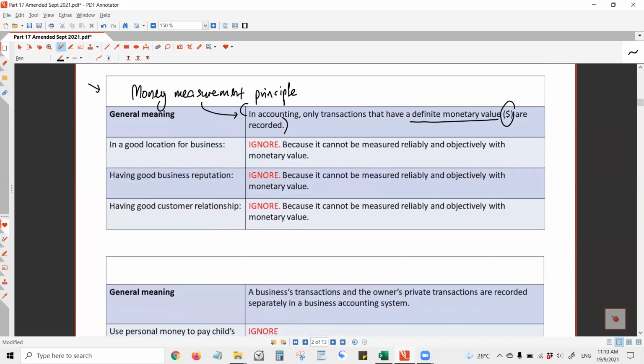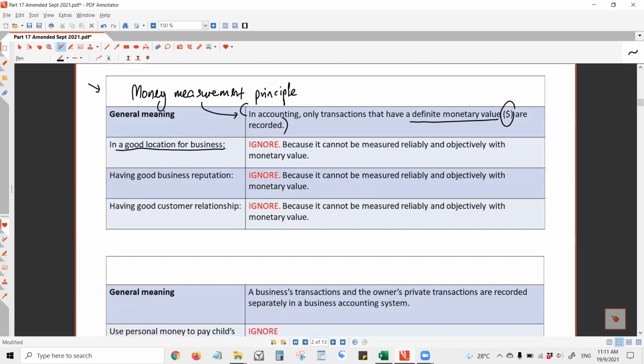Now, let's look at some examples of things which you cannot measure objectively. You cannot tell that this thing is worth how many dollars. First example, you are in a good location for business. So can you measure the benefit of being in a good location? No, you cannot. You cannot measure reliably and objectively how much it is worth when you are in this good location for your business.